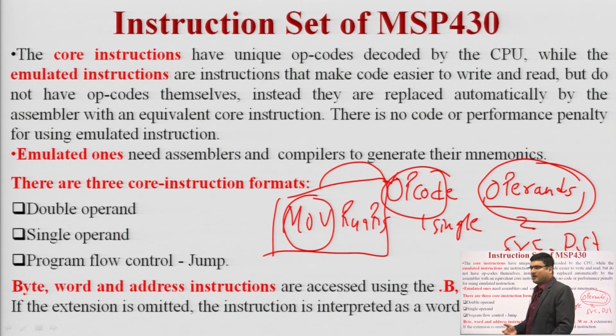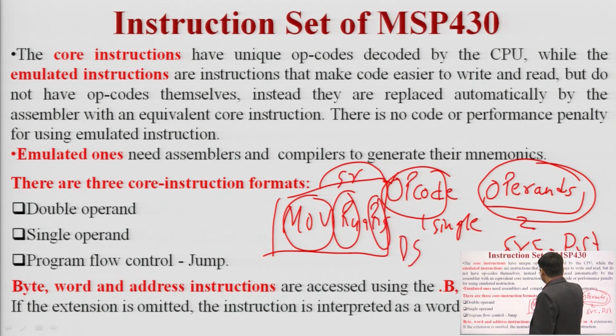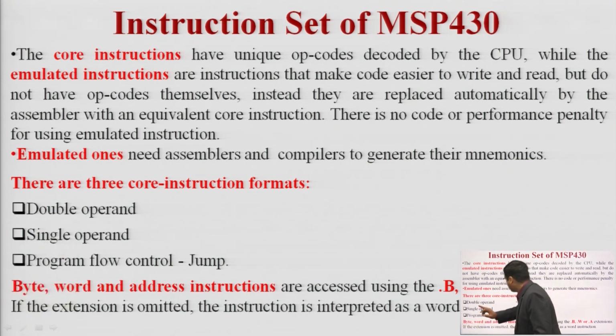There are two types of operand, source operand and destination operand. In this example R4 is the source operand and R5 is the destination operand. MOV R4, R5 means we are moving the value of the source operand R4 into R5. So MOV is the opcode and R4, R5 are the two operands. This helps give a clear understanding of the instruction set of MSP 430.